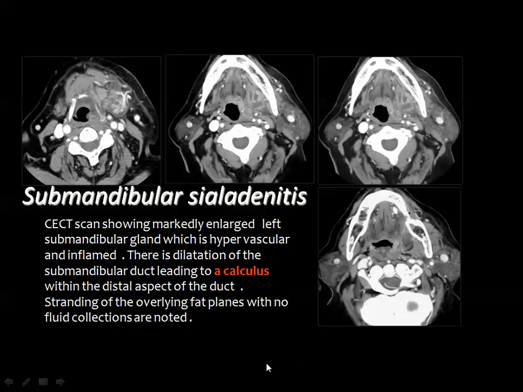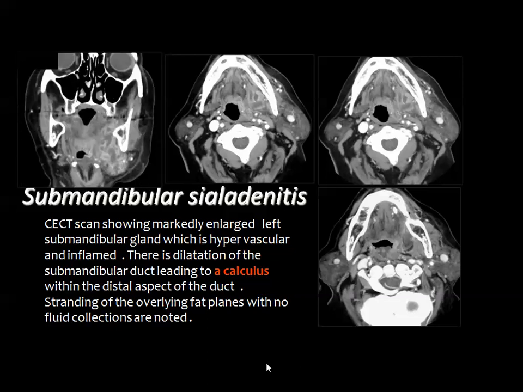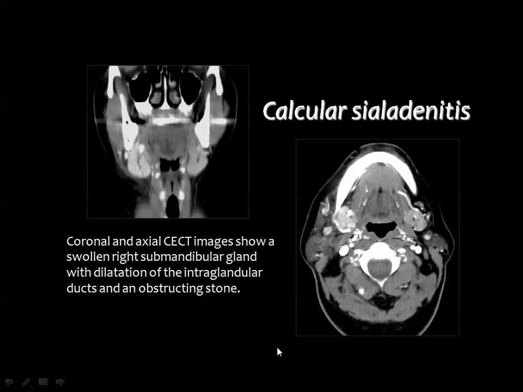and infection as well. And this is the coronal image, and you can see very well the markedly enlarged submandibular salivary gland, heterogeneous density, intraglandular abscesses, and of course you remember the stranding of the subcutaneous fat, which is one of the findings that can support the possibility that you are dealing with an inflammatory process.